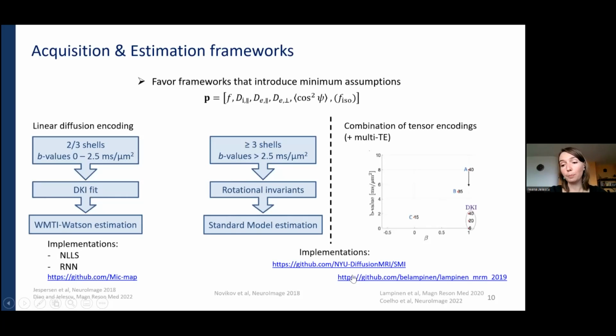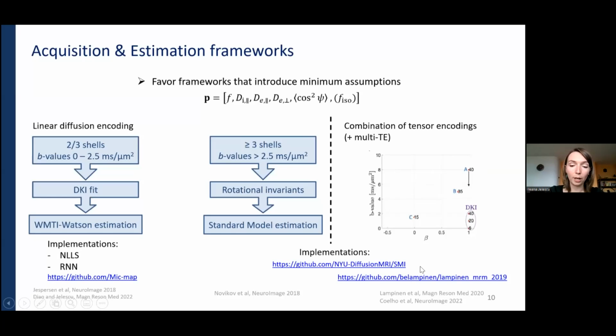Then if you're going to prospective data, or by chance you really have rich data, you have a combination of tensor encoding. So this time you don't just have linear diffusion encoding, but say also spherical encoding, and you even have multi-TE data that also allows you to do joint diffusion relaxation estimation. Then you can really lift the degeneracy of this model and estimate all the parameters, even not imposing any inequality on these axial diffusivities here.